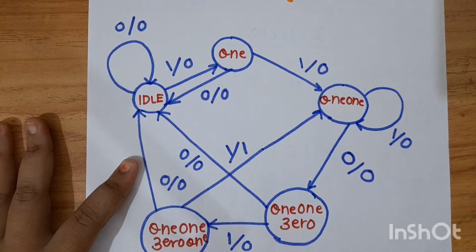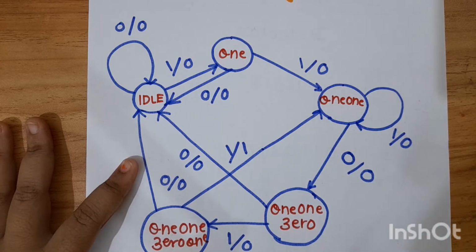In the 110 state, if I get 1, I reach the 1101 state. Here also output is 0. Now 1101, output is 0. I need another 1. 1101, as it is an overlap sequence detector. If I get another 1, the pattern is completed, output 1 would come.